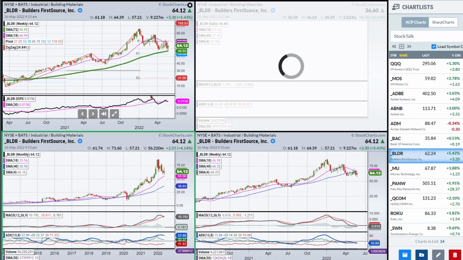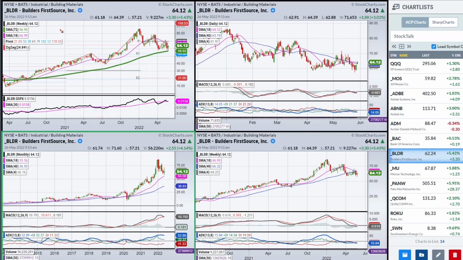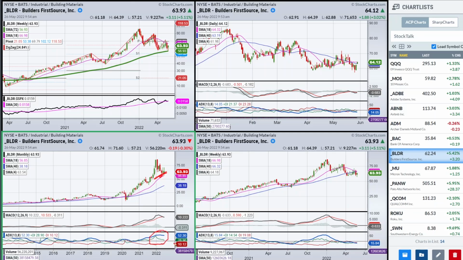BLDR. So I like what this is doing. Notice how this has formed an ABC down. We moved down, we made a lower high, and then we made another lower high. Now we're consolidating right back to the 18-month line, which is still rising, and we have a pretty nice look at how strong the ADX is. Now I can draw a trend line here, and the reason is I've made a lower high and a lower low, so I can draw in my trend line.